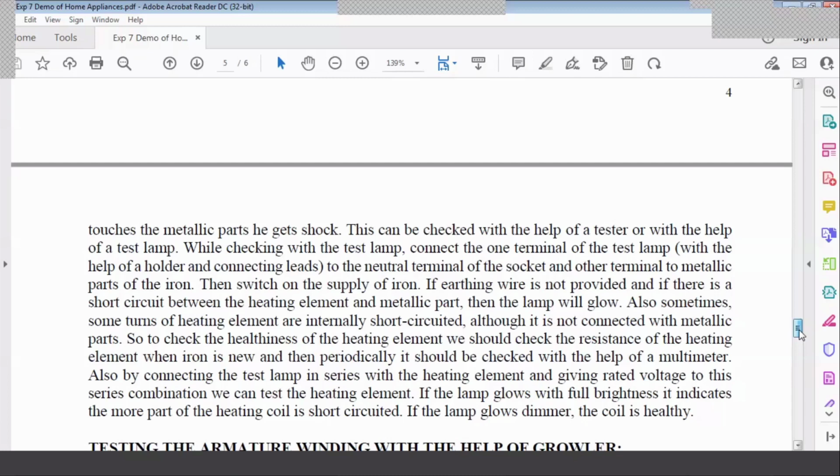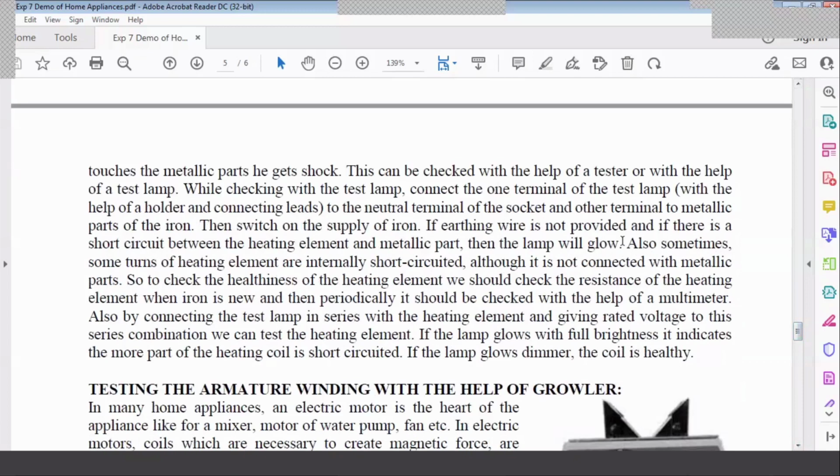If you want to test using the test lamp, you need to connect the test lamp to the neutral terminal of the socket, and the other terminal to the metallic part of the iron. If that lamp glows, it shows that leakage current is there, fault is there, right? If the lamp is not glowing, it means no leakage current is there, iron is okay, right? Then, if the earthing wire is not provided and if there is a short circuit between the heating element and metallic part, then also the lamp will glow, right? This is also a kind of fault, insulation breakdown or short circuit, right?